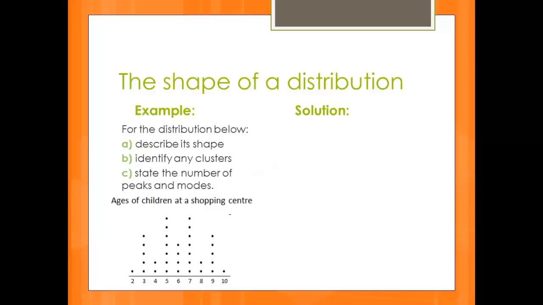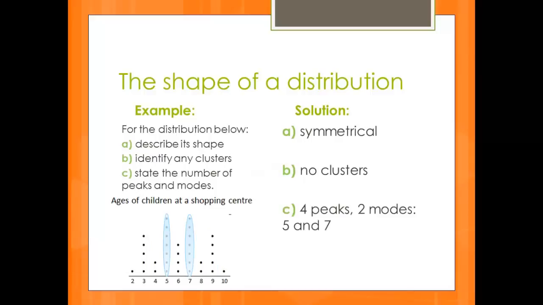The shape of this distribution is perfectly symmetrical. There aren't really any clusters here since we have a number of high peaks, but none of these are grouped close together. And here we can see 4 high peaks, and the 2 highest are our modes, 5 and 7.